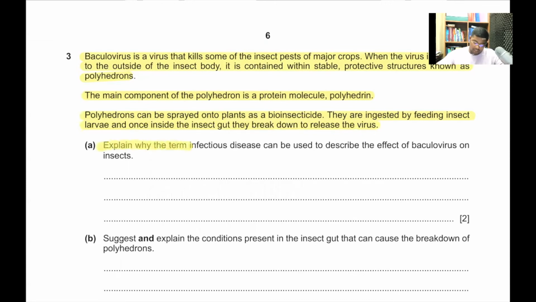Explain why the term infectious disease can be used to describe the effect of baculovirus on insects. So basically, baculovirus is a pathogen. We can see that it is transmitted from one host to another. And it is a disease because it is causing an ill effect on the insect.